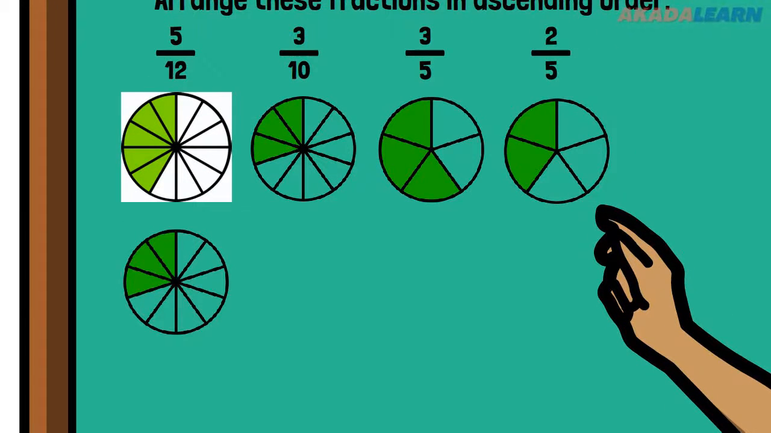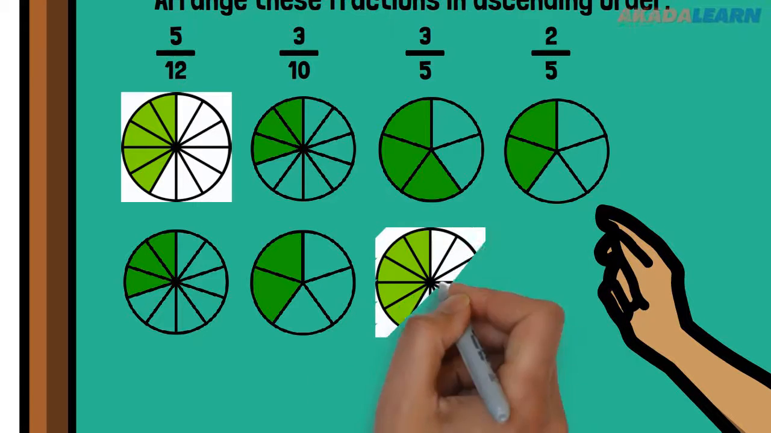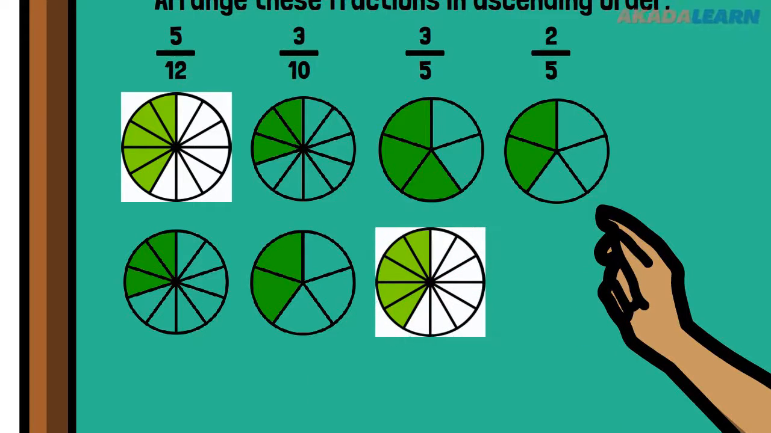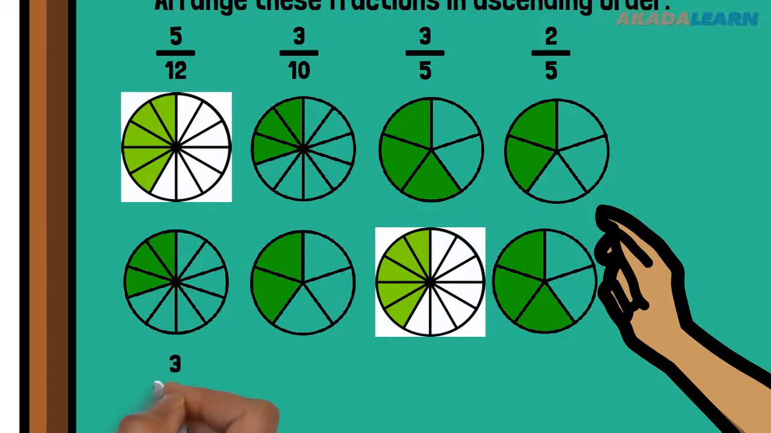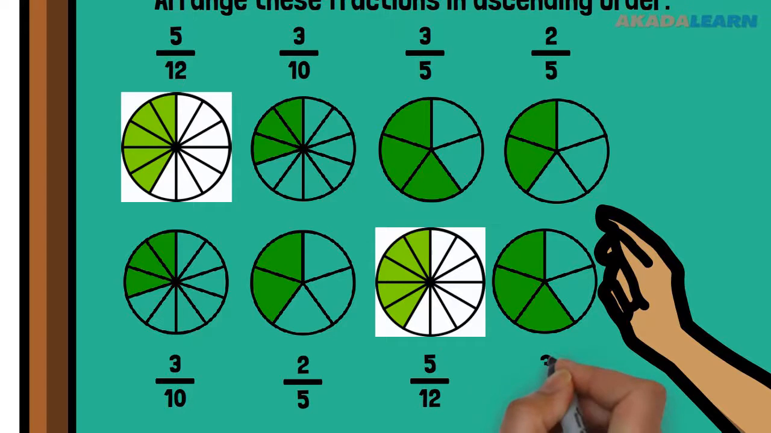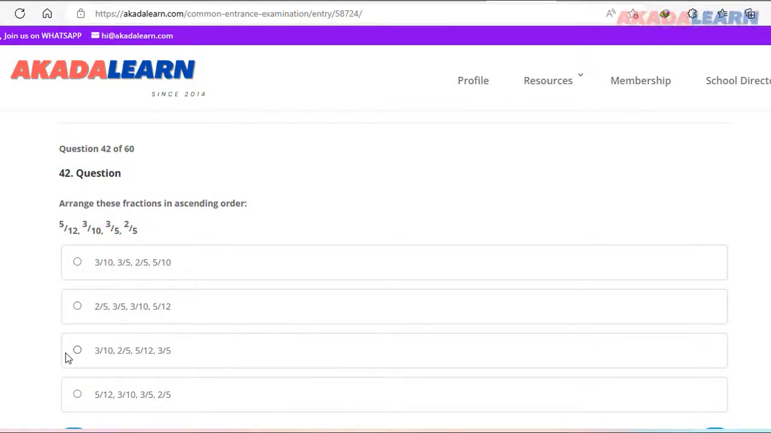Alright, so that's the smallest, followed by this one, followed by this one, and followed by this one. So you can see the fullness there. The first is 3 over 10, second is 2 over 5, next is 5 over 12, and finally is 3 over 5, which is your answer. Alright, from our video we can see that the answer is question C.